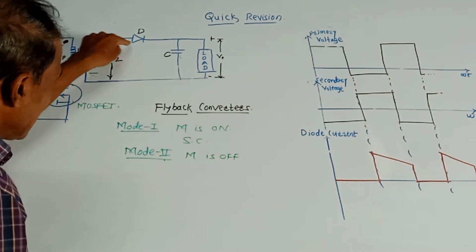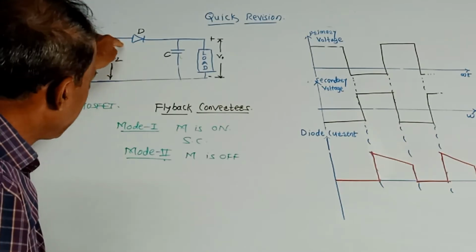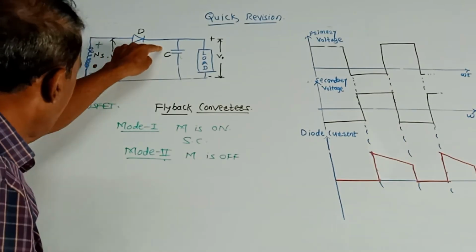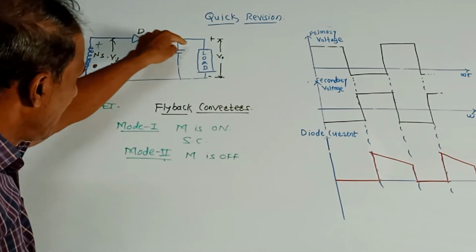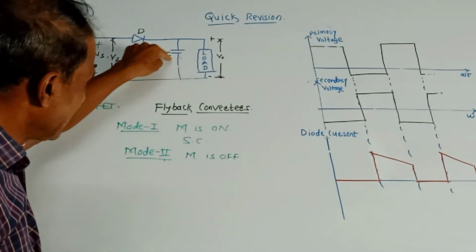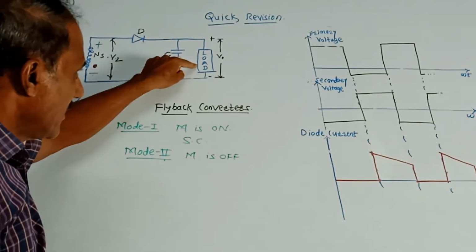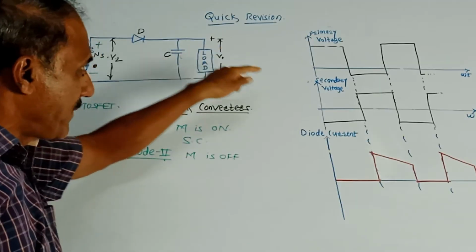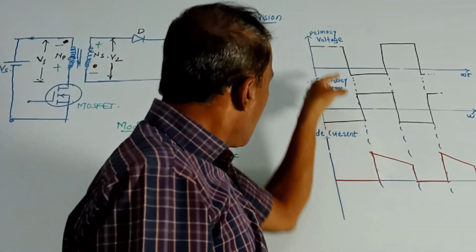So in this case, the diode gets forward biased. That means it is acting as a short circuit and the current will be applied to the capacitor as well as to the load. This is the way the circuit operates. These are the corresponding diagrams.